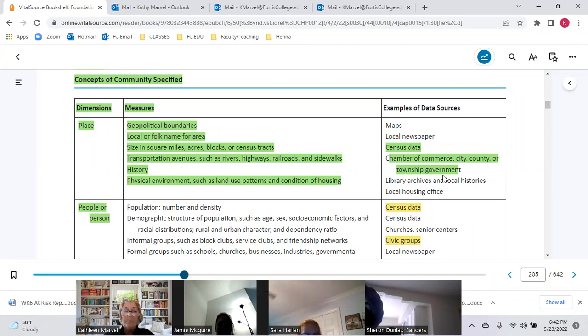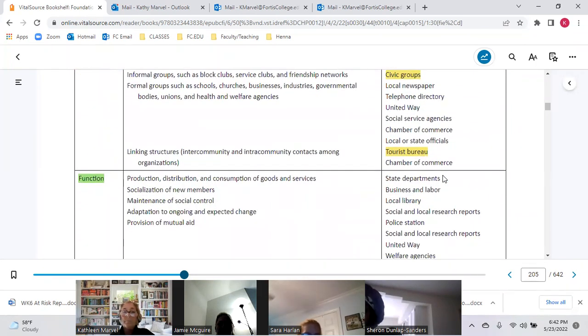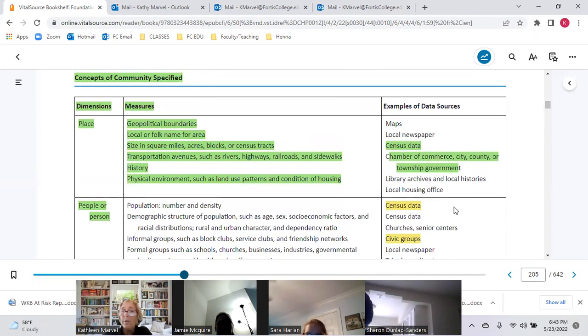And then function. What is the community about? What do they produce? What do they distribute? What is the consumption of goods and services? Are they an industrial community? Are they a college town? Are they agriculture? I don't know. We have to find that out. And here's where you might gather your information as well.